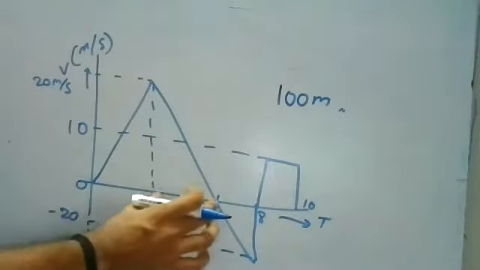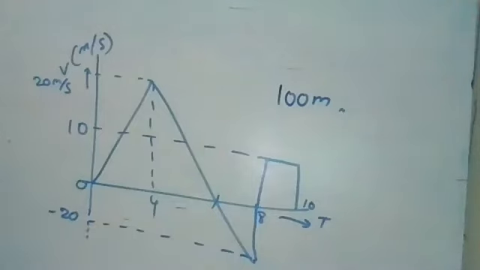You can take these 2 as triangles, or you can consider the whole as a single triangle. Both will be the same. So you should get the answer for the 10 seconds as 100 meters. You're getting the answer? Hundred meters distance. Yes, ma'am.